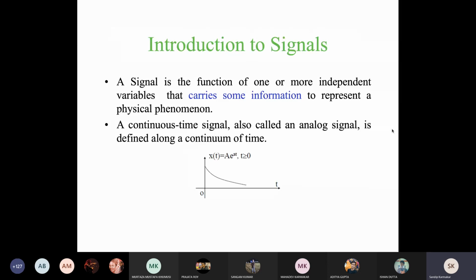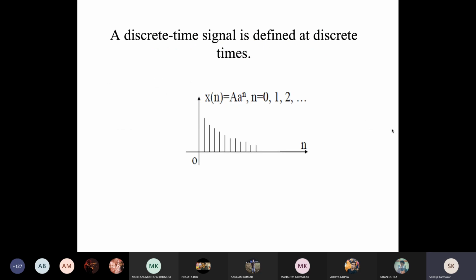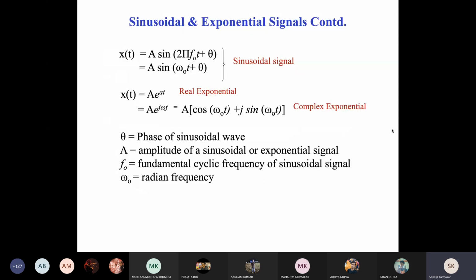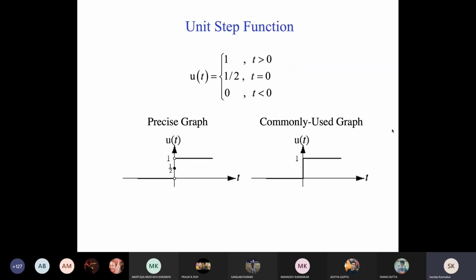What we have seen first of all is that a signal is nothing but an electrical signal that carries some information to represent a physical phenomenon. We have seen there can be continuous time signals or discrete time signals. Elementary signals are sinusoidal or exponential signals. Sinusoidal signals are represented by sin(2 pi f0 t plus theta), where f0 is the frequency and theta is the phase. Exponential signals are represented as a to the power of at.